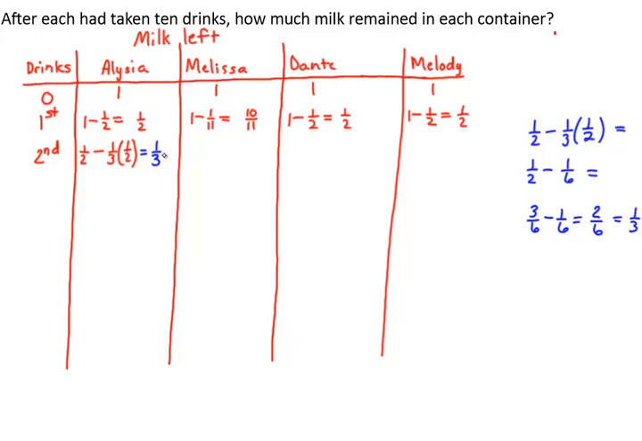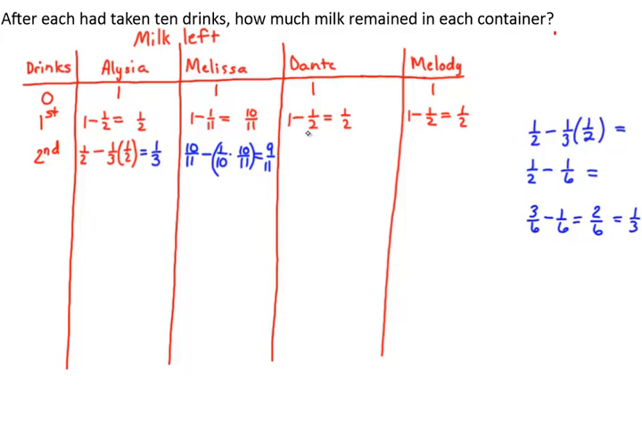Okay, let's go to Melissa. She started by drinking 1/11 of her milk, then 1/10 of what was left, so we're going to use the 1/10 of what was left. So we have 10/11 minus 1/10 of what was left. If I would do it out to the side I could, but I'm going to use a calculator here, and after I do all of that subtracting and multiplying, I get 9/11 of a gallon left for Melissa.